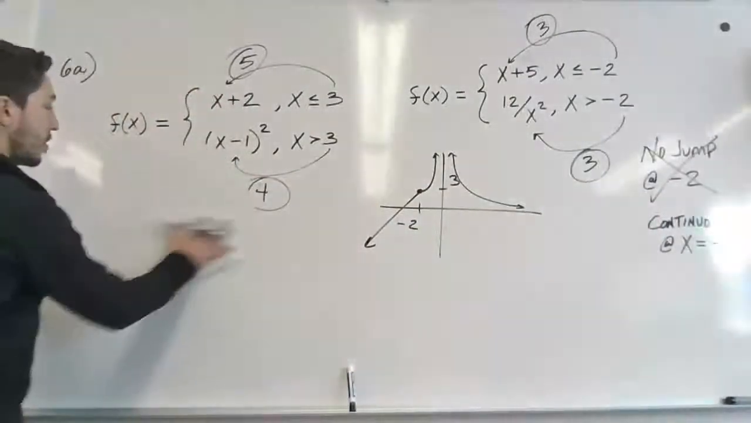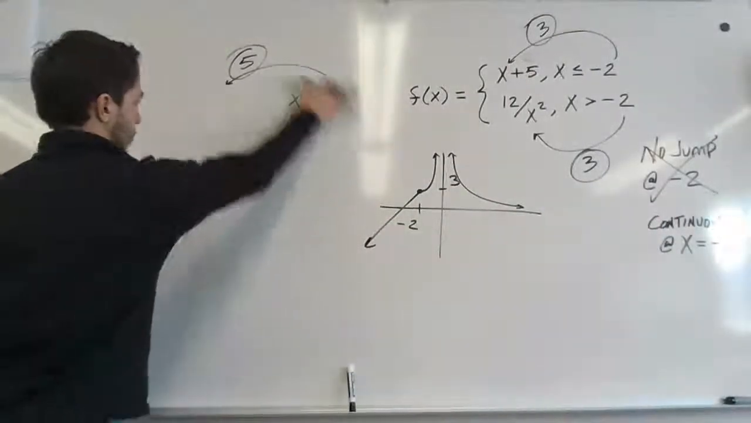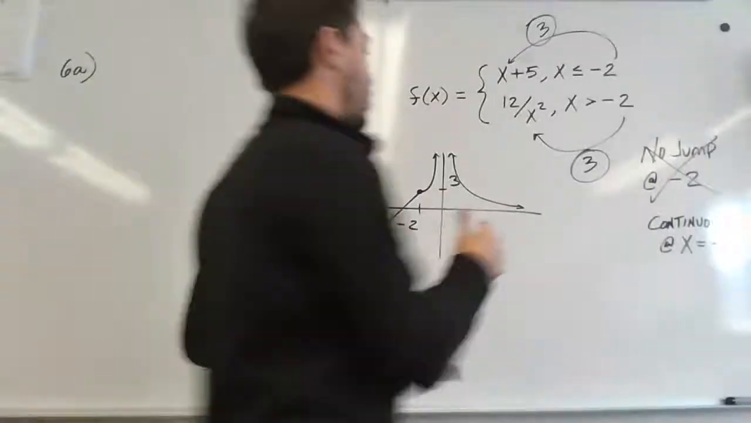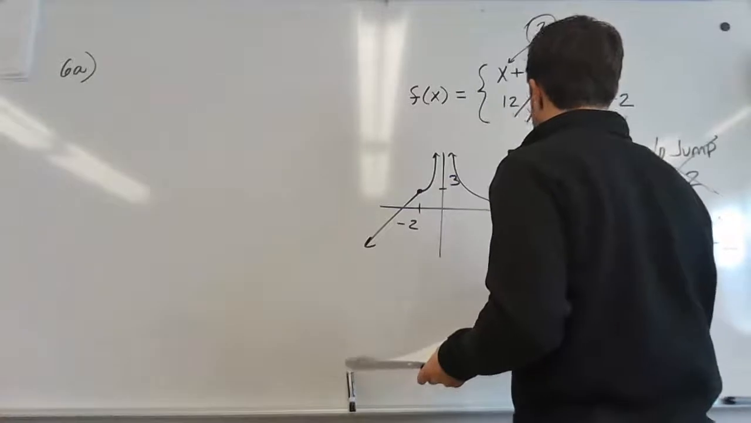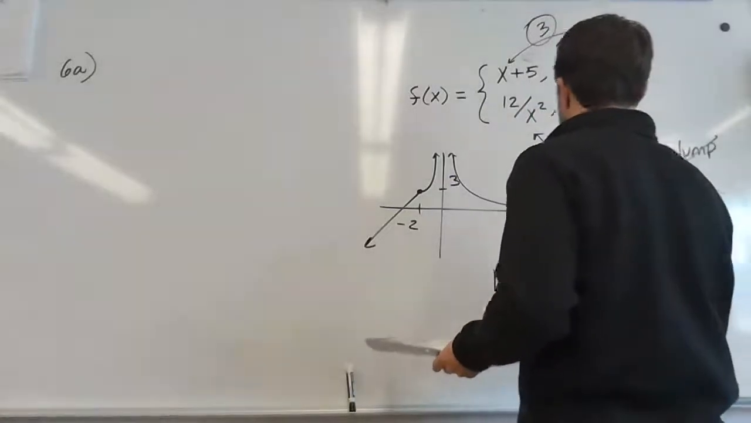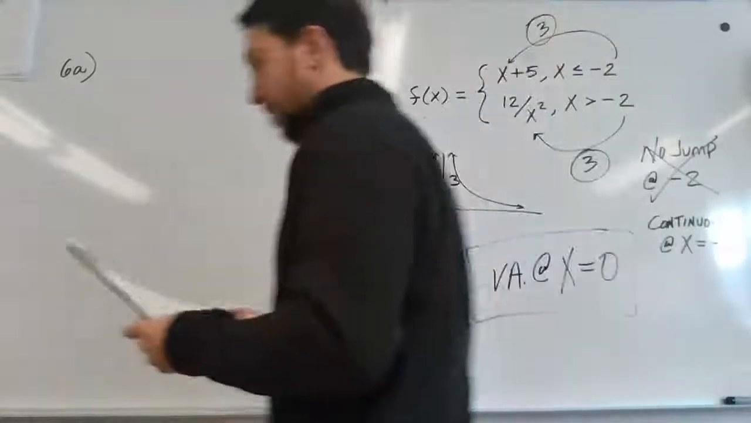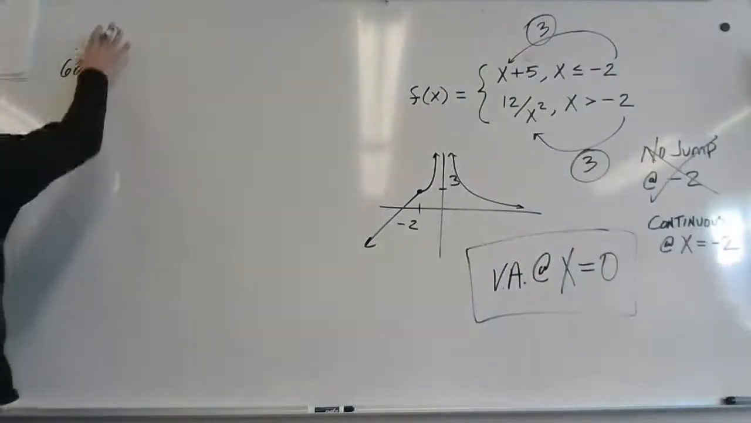Do you just write a vertical asymptote at 0 then? You don't have to do anything? Yes, so the answer to the question is, the only discontinuity is a vertical asymptote at 0. You got a question, Scott? No. Okay.